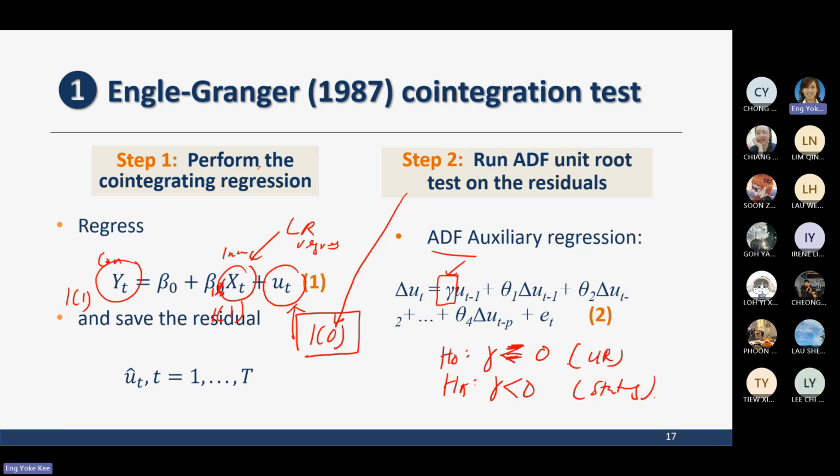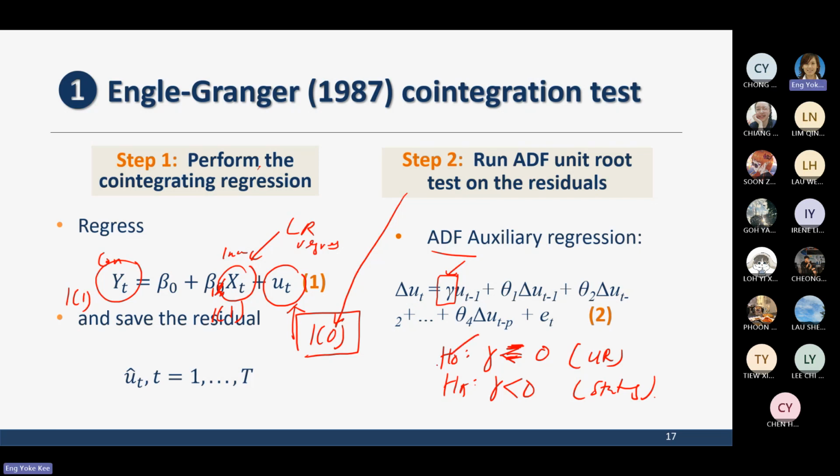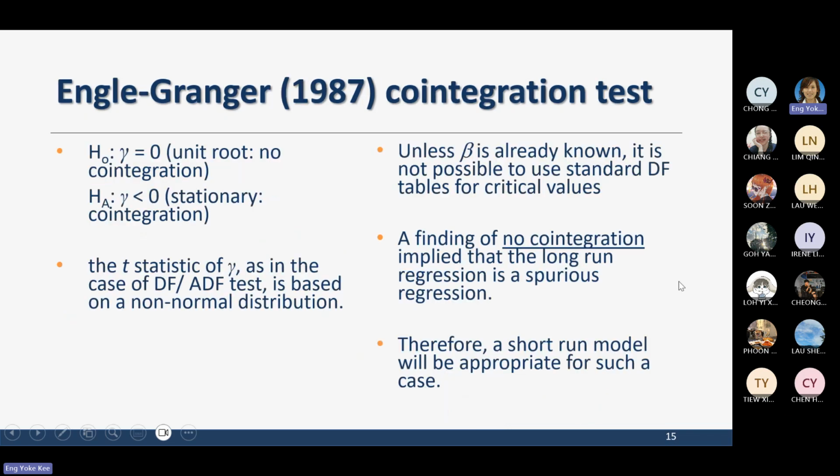Okay, so if you reject the null, it means X and Y are co-integrated. If you do not reject, what does it mean? They are not co-integrated. Very simple. So that is called the Engle-Granger test. All right, this is the step. So you are looking at gamma equal to 0, not lesser than 0. Okay, so you calculate the tau statistic, all right, and then you see whether the null can be rejected or not. Okay.